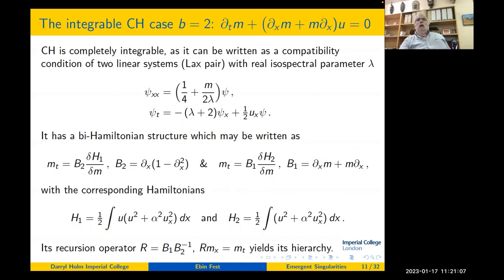B2 operates on H1 and produces this cubic Hamiltonian. B1 operates on H2, which is the H1 norm in 1D. And the recursion operator R, B1 times B2, starting with this equation, will generate the entire hierarchy of commuting flows for the B equation with B equals 2.